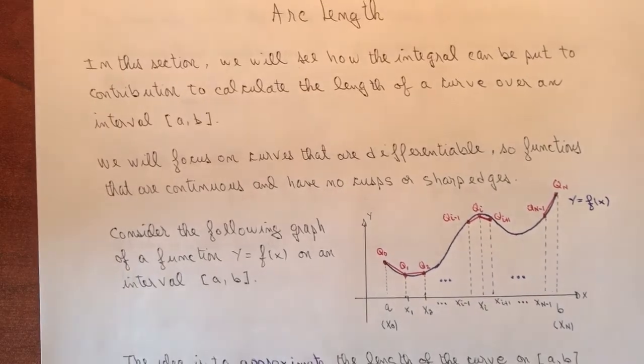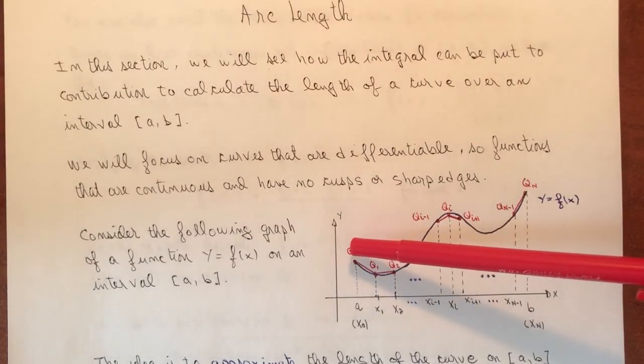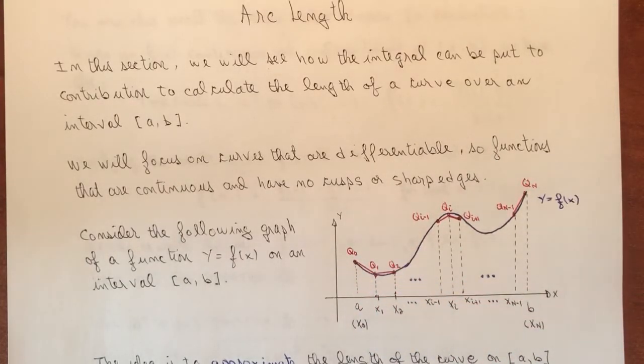So let's consider this graph here of a function f of x over the interval AB. I have partitioned the interval AB into n equal subintervals and labeling my points x0, x1 all the way down to xn. And on the curve, to these points xi correspond a point qi. So for x0, the point q0, for x1, the point q1, and so on and so forth. We have put some random points in the middle here, so to xi minus 1 corresponds qi minus 1, and so on and so forth.